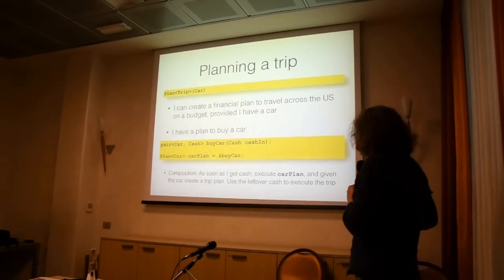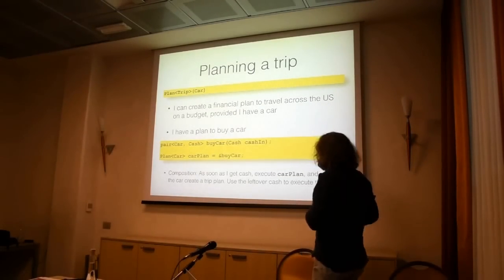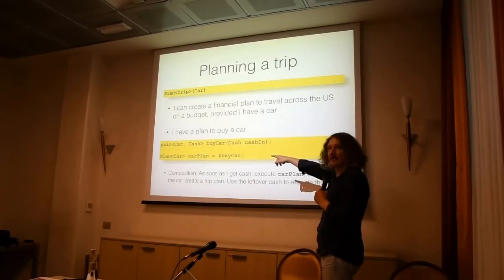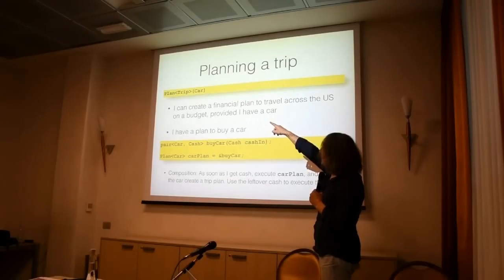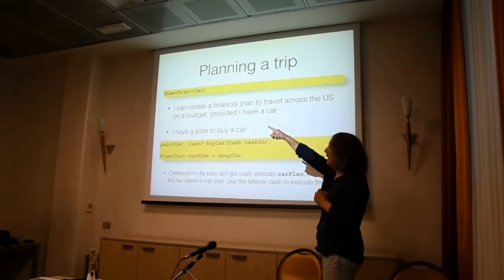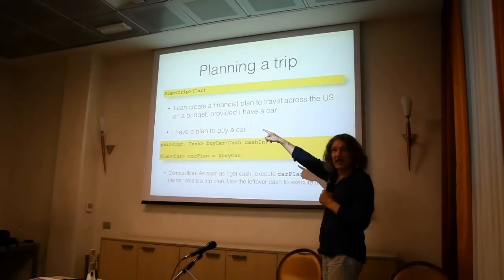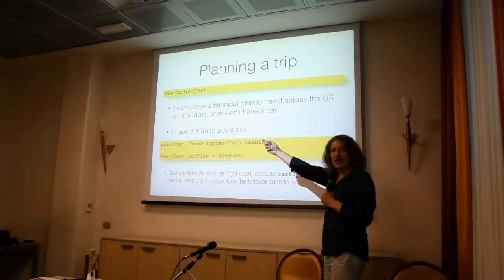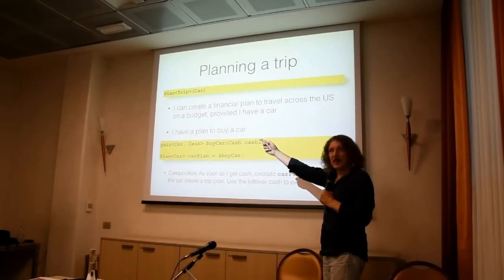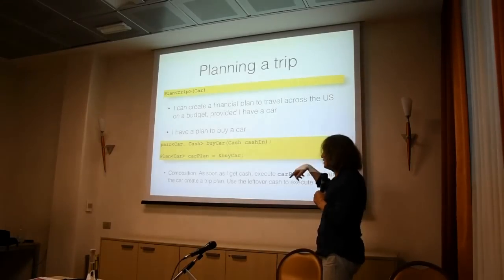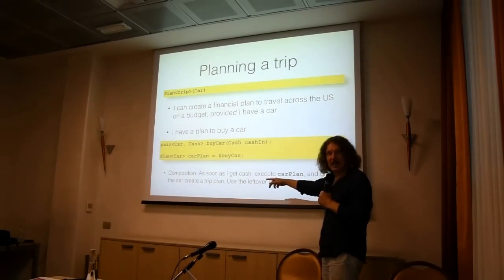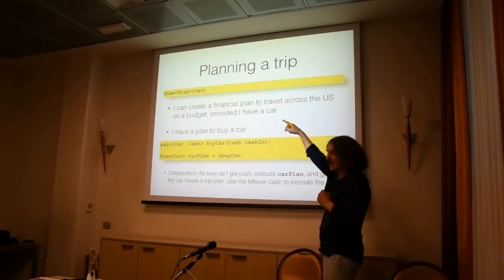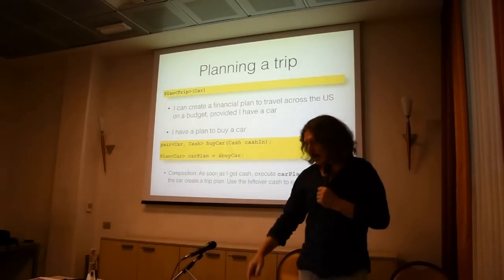Well, as soon as I get some cash, I should execute the car plan. That will give me a car. Then I can call this function with this car, and this will give me a plan for a trip. And then I can execute this plan for a trip. But with what cash? The plan requires the cash, right? With the cash that was left over from the first plan. After buying a car, I have less cash. So I pass this cash to my plan, and then I go on a trip.